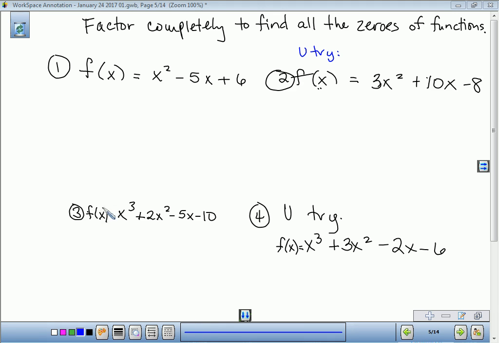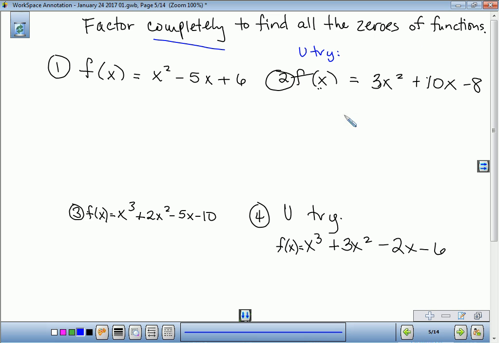Factoring completely over the set of integers. We're going to factor completely. We're actually going to write the complete linear factorization of all of our functions, so that we can find the zeros of the function. Or we might find the zeros and then go the other way.